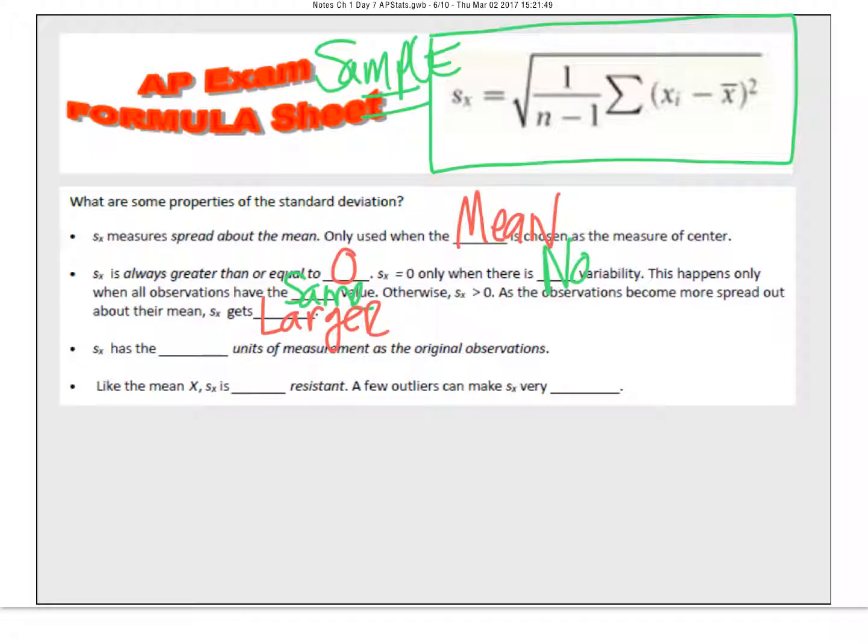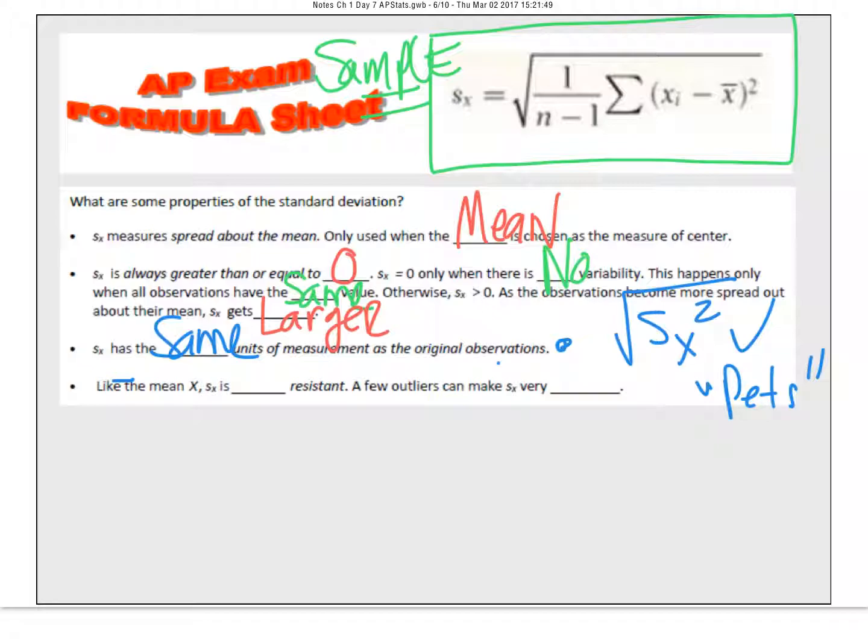The third point here is that the standard deviation has the same units of measure as the original observations. And we talked about that before with comparing variance and standard deviation. Remember back in the pets, S of x squared is variance. Here we squared the pets and had a label of pets squared. So we had to come in and take the square root to get rid of that, so we just have the label of pets on that one. So it is the same unit of measure as our observations.